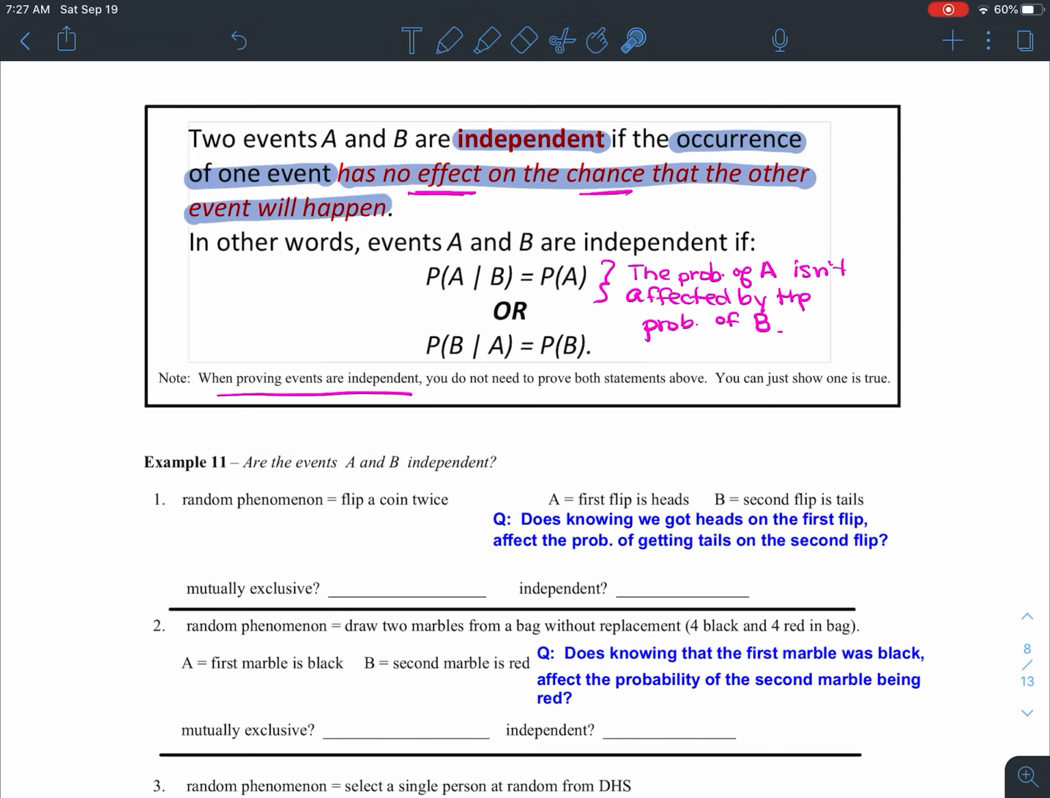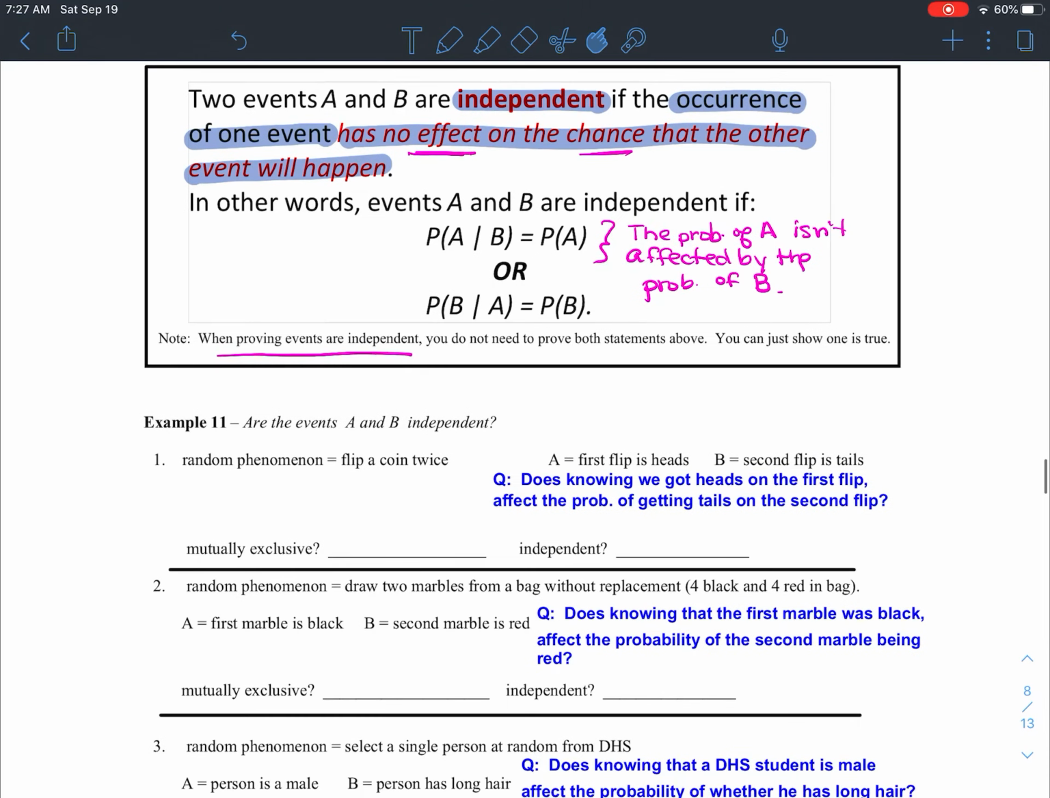okay? It mentions here when you're trying to prove that two events are independent, you do not need to prove both of these statements. You only need to show one of these statements, okay? So what we're talking about with independence is if we know that event B has already happened, it does not impact the probability of event A occurring at all, okay?